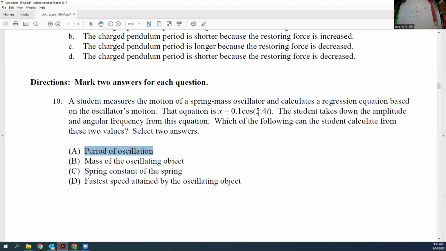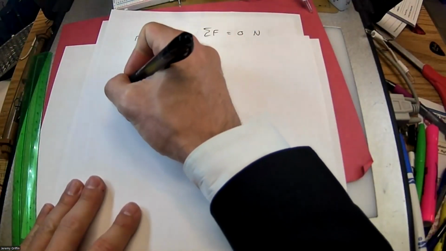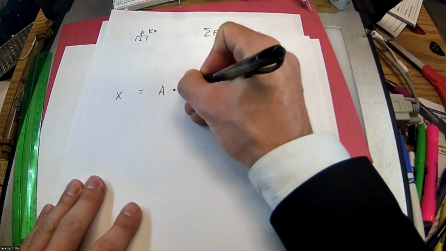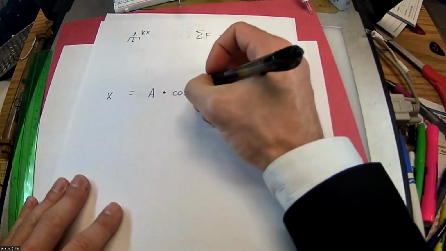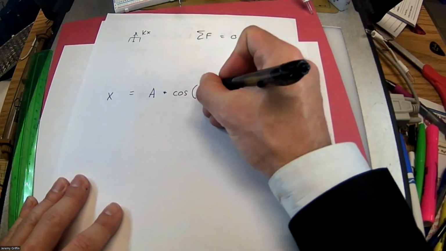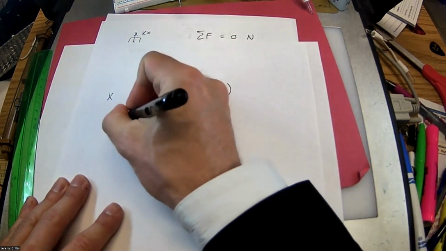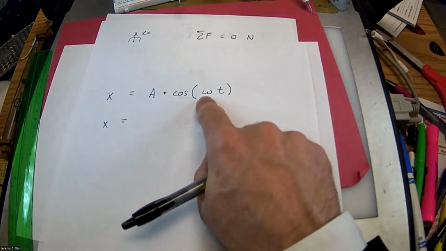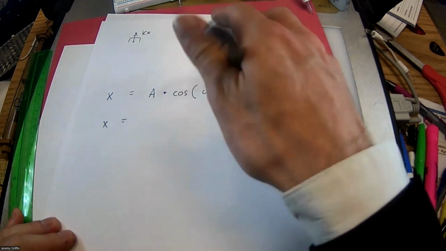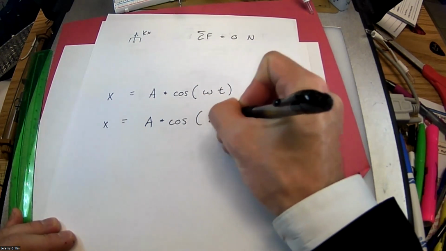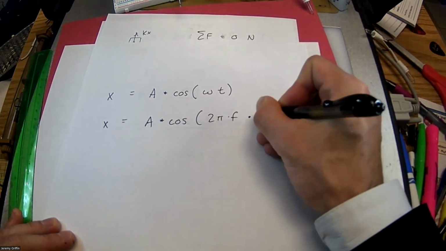So x is equal to x max, or the amplitude, times, I'll do a cosine. You can do sine or cosine, of angular frequency times time. Time is a variable. Now, this omega is not angular velocity. It represents angular frequency, so it's different than what we normally do. Maybe this is a better way to think of it: it's 2 pi times the regular frequency times time as a variable.